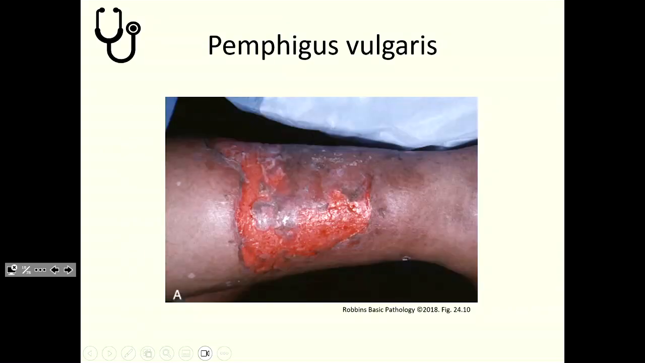When you say defecation, you mean the external sphincter? The anal sphincter.